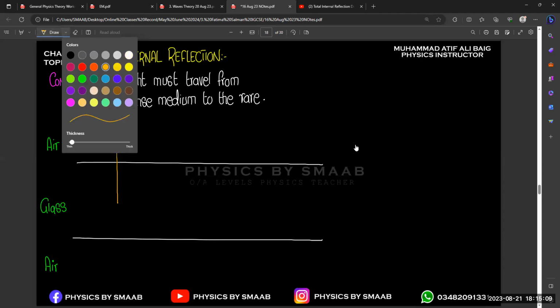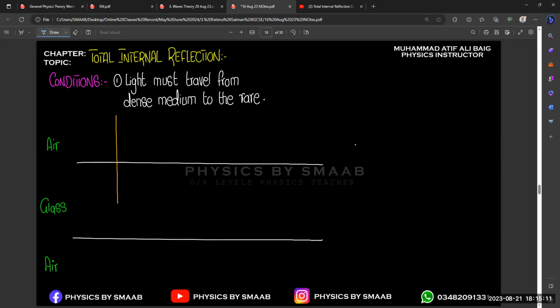It means we need to draw a normal line over here. This will be our normal line. And let's suppose light is traveling from dense medium to the rare medium. Let's suppose this will be the angle of incidence. From previous knowledge, we know that light will move away from the normal. So your refracted ray will be in the other direction with a greater angle, like this. This will be the angle of refraction.